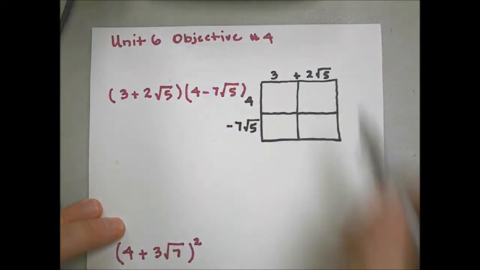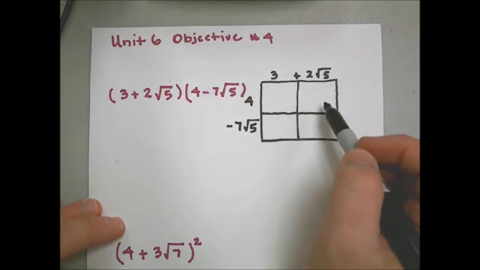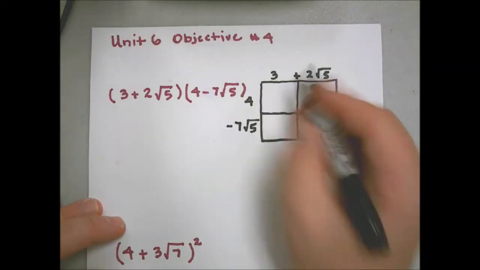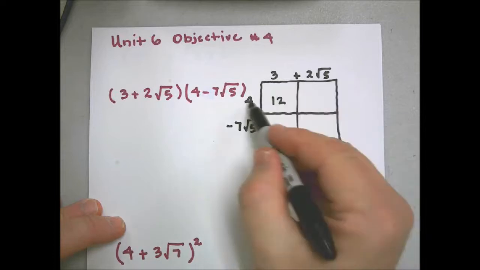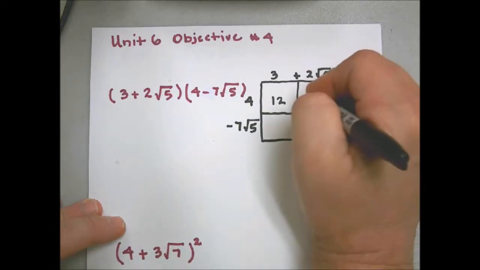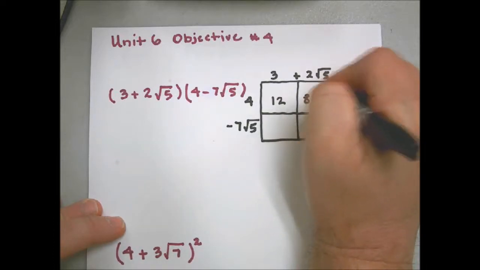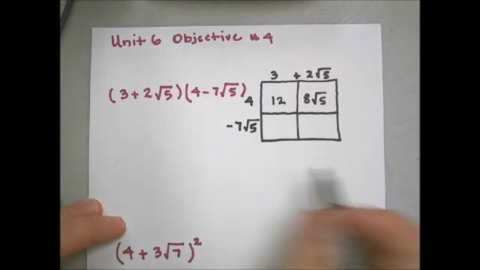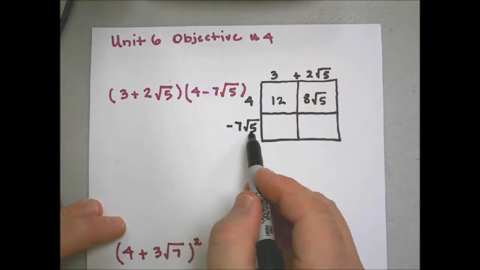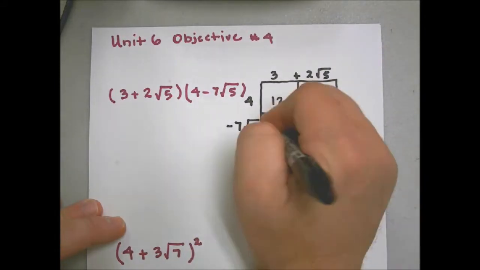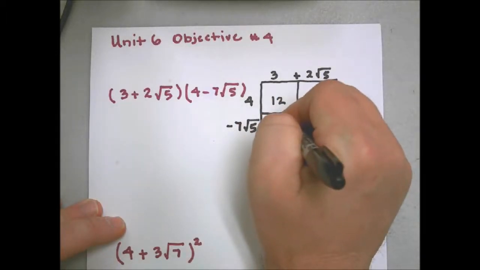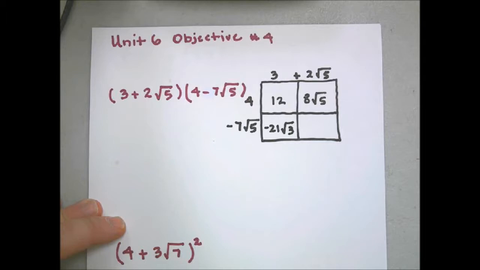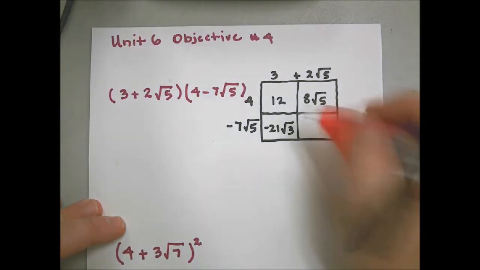And remember, all you have to do is multiply to get into each box. So 4 times 3 is 12. 4 times 2 root 5, outside times outside, stays outside. So that would be 8 square root 5. Negative 7 root 5 times 3 is negative 21 square root 5. Sorry, it's square root 5.